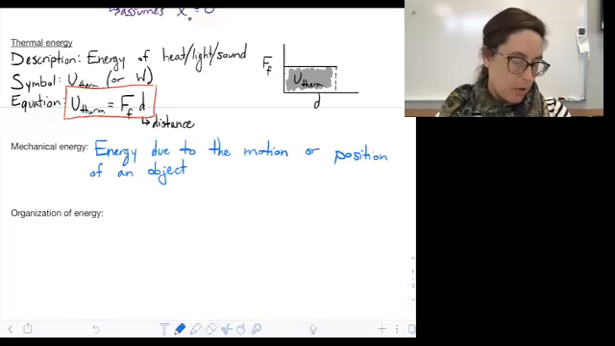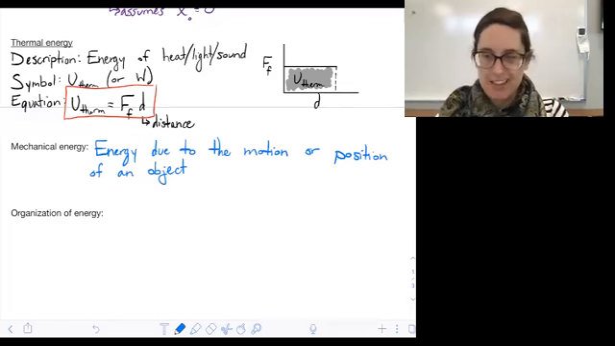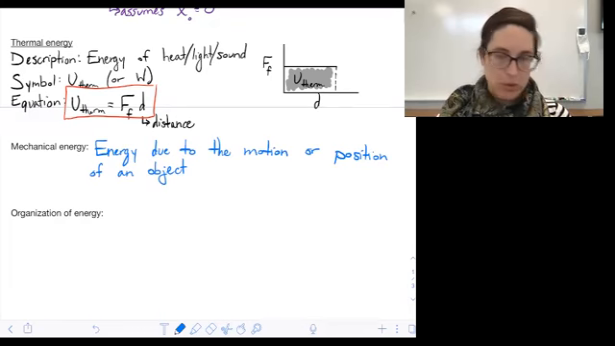Okay, so what are we talking about when we talk about mechanical energy? I'm going to use ME for mechanical energy. Again, that's kind of a home symbol, but it works really well. We're talking about motion of an object, so we are talking about kinetic energy. We're talking about position of an object, so that could be gravitational potential energy.